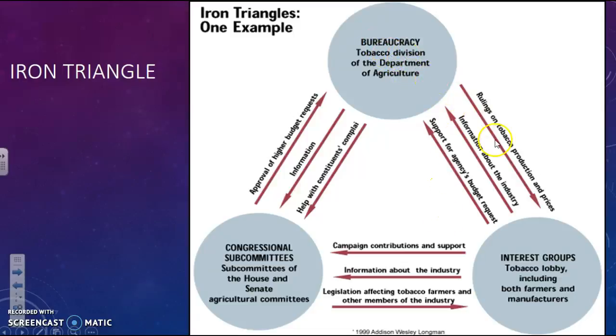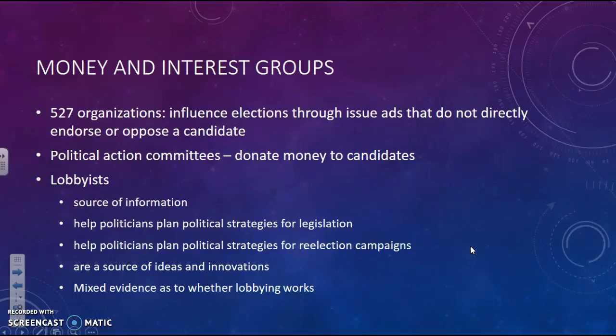With respect to the bureaucracy, they will once again provide information to the industry. They will also support the agency's budget request when it goes to Congress, which of course controls the power of the purse. In return, they will get rulings on tobacco production and prices, which can be beneficial. So you see that it's a very tight triangle here, and that the interest groups can have a very strong control over the congressional subcommittee and the bureaucracy. It can be very difficult to change policy if you're outside of there.